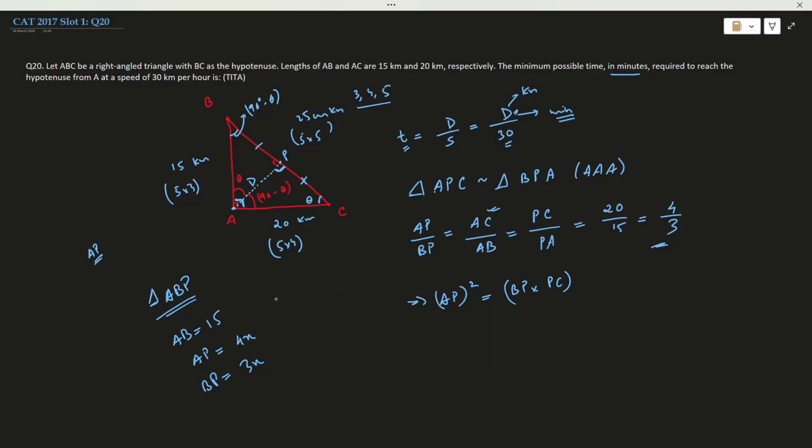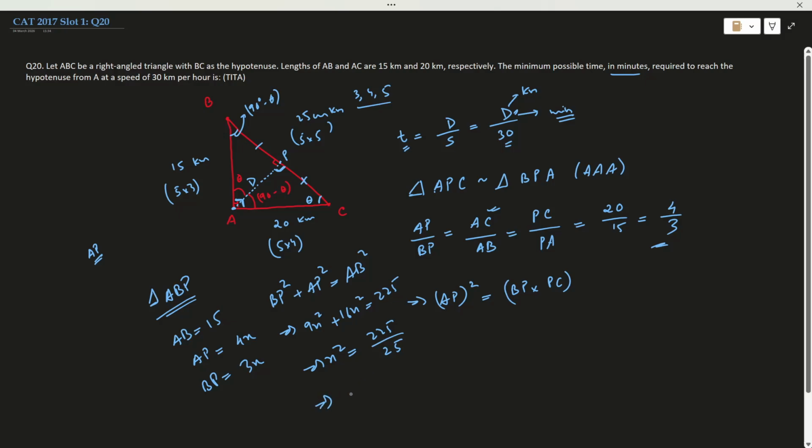Using Pythagoras theorem, I can say BP square plus AP square is equal to AB square. What is BP? BP is 3x, so I will square it, so I will get 9x square. AP is 4x, so 16x square. AB square means 15 square, so 225. So what is x square? x square is basically equal to 225 by 25, right? So x square is equal to 9 or x equal to 3. I need the value of D. D means AP. AP is 4x, therefore AP is 12 kilometers.